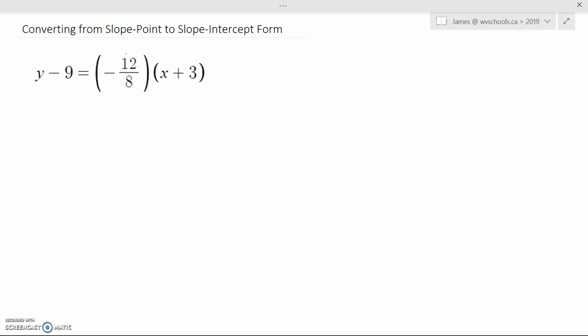So I'm just going to do one additional thing. Divide top and bottom by 4, and I'm going to get the fraction 3 over 2. So we're working with y minus 9 is equal to negative 3 over 2 times x plus 3. If we don't simplify that fraction, it just makes this next piece of the process a little bit more difficult. So in order to convert this to slope-intercept form, what we're going to do is we want to isolate y. We want to get it by itself, and we also don't want to have this aspect in brackets here.